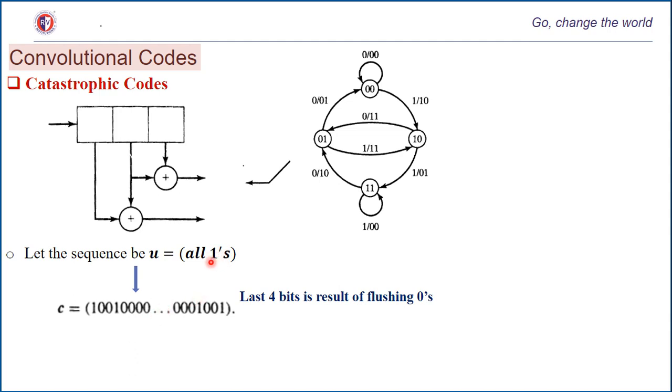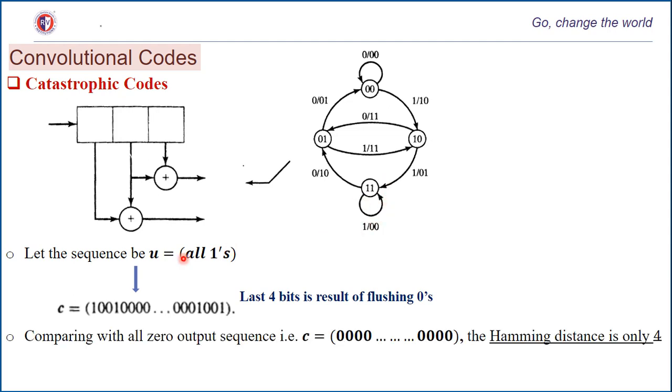Remember, the incoming bit is not 0, it is all ones, but still you are getting the output as 0 0. It is understood that if the incoming bit is 0, you will get output as 0 0 only, because it will keep on self looping in this state. But here it is not the case. Here the incoming bit is 1, but still you are getting output as 0 0. So this is a self loop which is disrupting the regular flow of the convolution encoder, and hence it is known as catastrophic codes. The catastrophe is the result of the self loop.